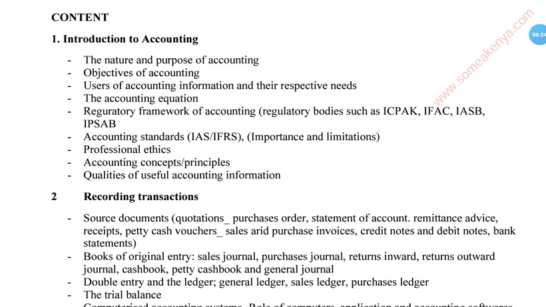The accounting equation: remember, we say that total asset is equal to equity plus liabilities. Or in simple terms, we can say that total asset is equal to capital plus liabilities. Then the regulatory framework.